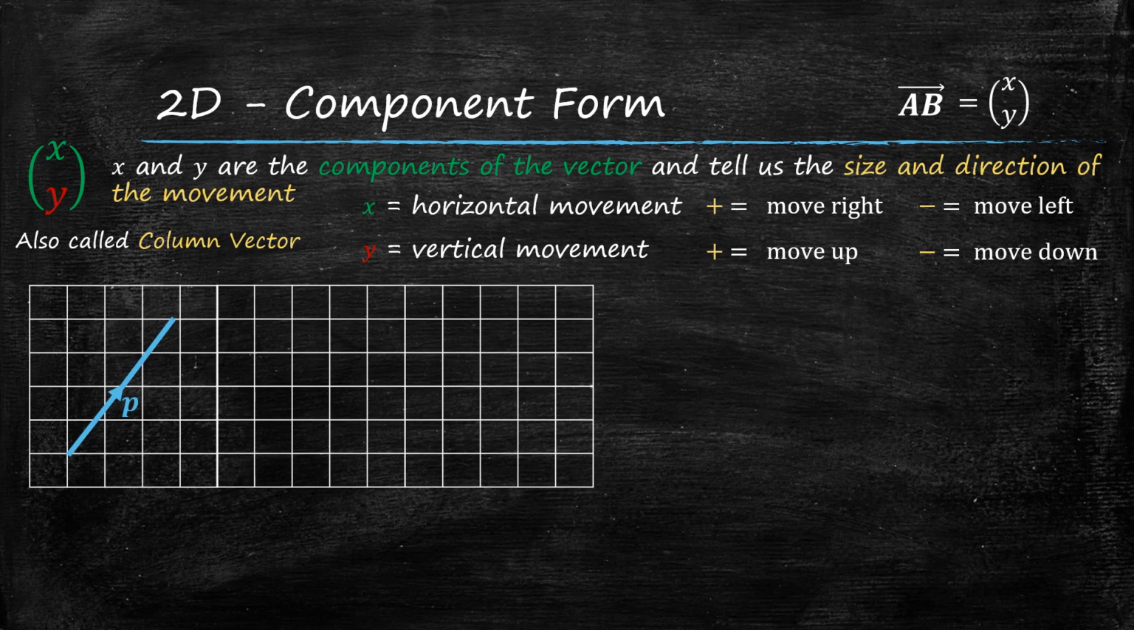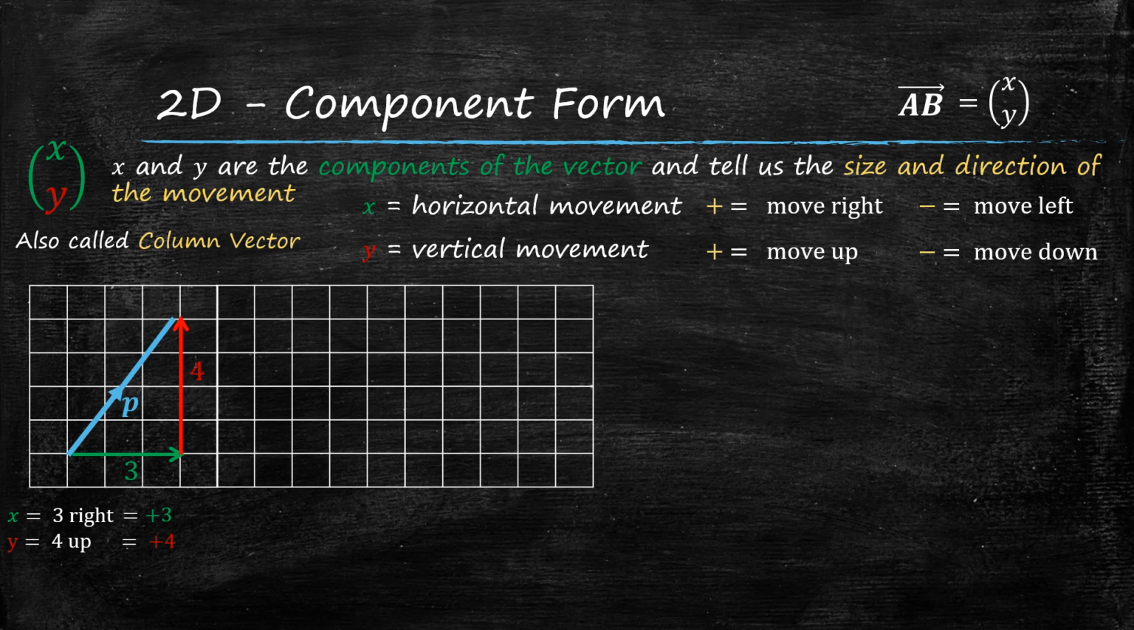Now let's put this vector p into component form. Well, what does the movement represent? It represents a movement to the right of 3 units. So x is 3 units to the right, which is plus 3. And then it represents a movement up of 4 units. So y is 4 units up the way, so y is plus 4.